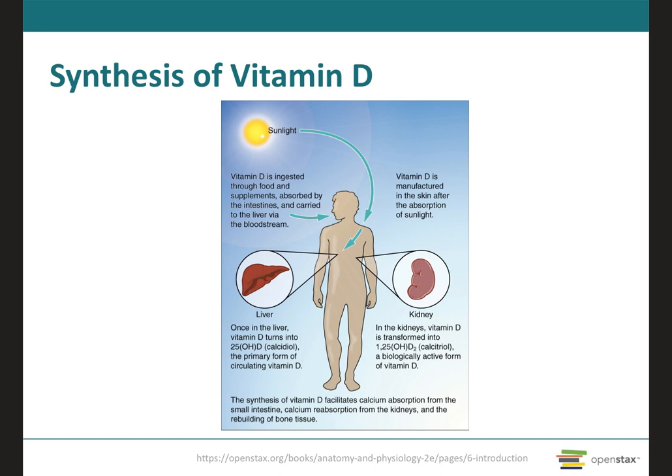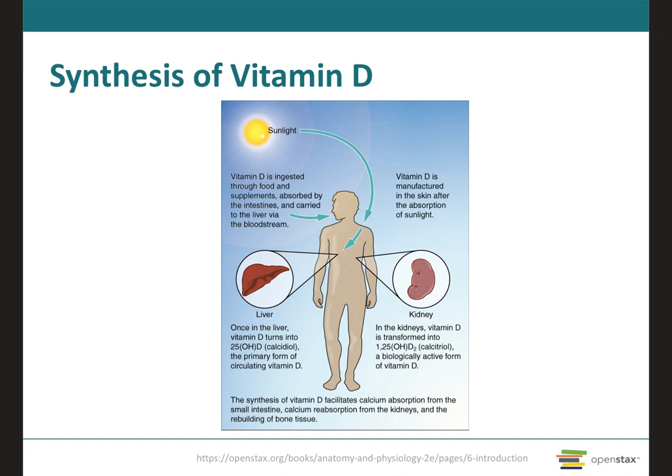Once vitamin D enters the body, either through sun exposure or supplements, it will go to the liver and be converted into calcidiol, which is the primary form of circulating vitamin D in the body. In addition to the liver, once it enters the kidney through the circulating blood, vitamin D gets converted into calcitriol, which is a biologically active form of vitamin D.